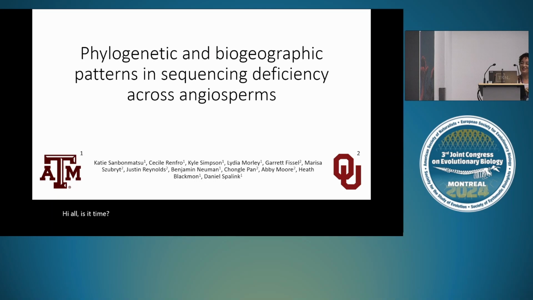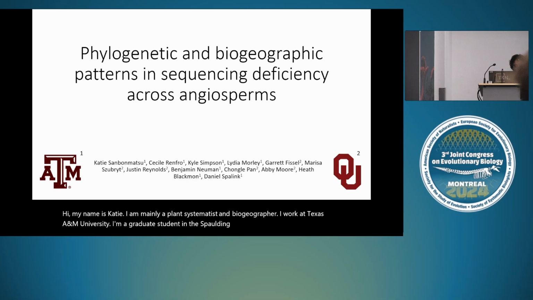Hi. My name is Katie. I am mainly a plant systematist and biogeographer. I work at Texas A&M University. I'm a graduate student in the Spalding Lab. And today I want to share with you some work that has been done in collaboration with our lab, as well as several labs at A&M and at the University of Oklahoma.